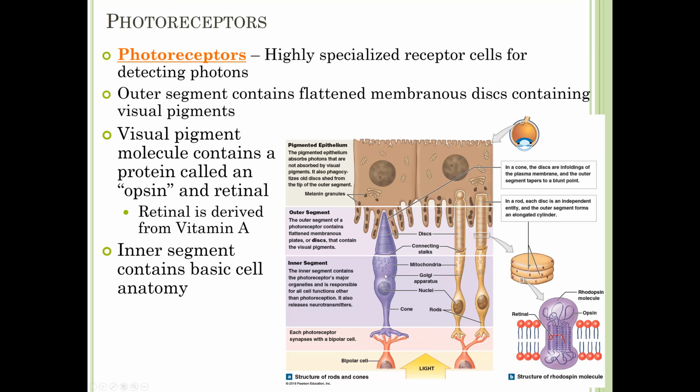The inner segment of the photoreceptors are just your normal cells with the nucleus and Golgi apparatus and mitochondria and rough ER. So they have the basic cell anatomy that we talked about in A&P1. And then note that the photoreceptors, both types, are going to form a synapse with a bipolar cell. So we looked at that pathway on the previous slide. Photoreceptors talk to bipolar cells.